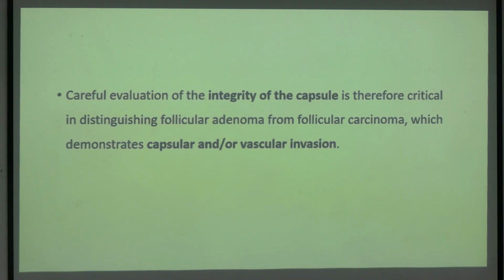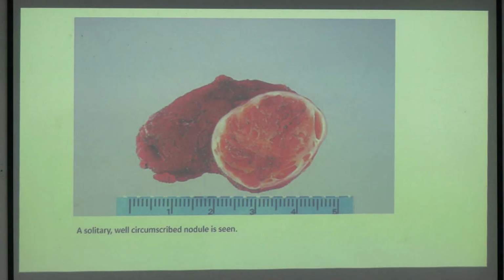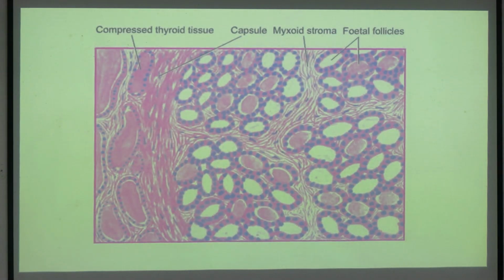Careful evaluation of the integrity of the capsule is therefore critical in distinguishing follicular adenoma from follicular carcinoma, which demonstrates capsular or vascular invasion. So if capsular or vascular invasion is present, then it is called carcinoma. If absent, then it is called thyroid adenoma. These are the pictures of thyroid adenoma. Here you can see compressed thyroid tissue, normal thyroid tissue. These are the capsule and these are the mixed stroma.